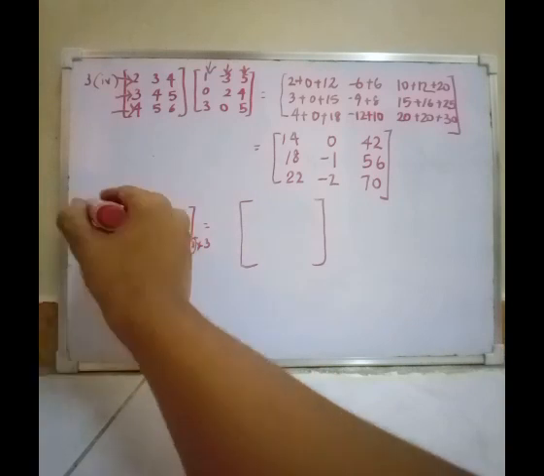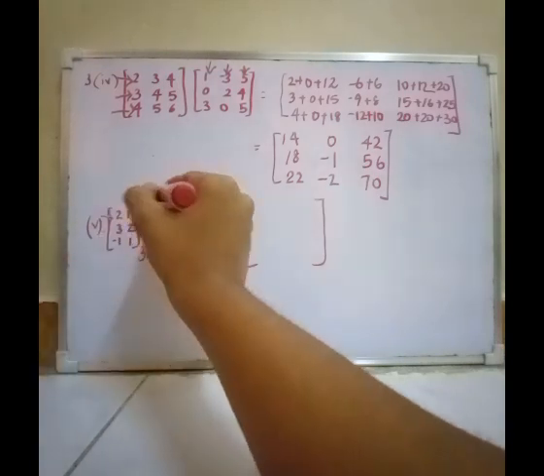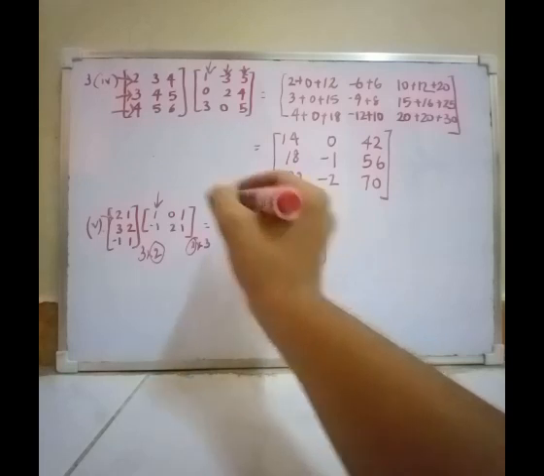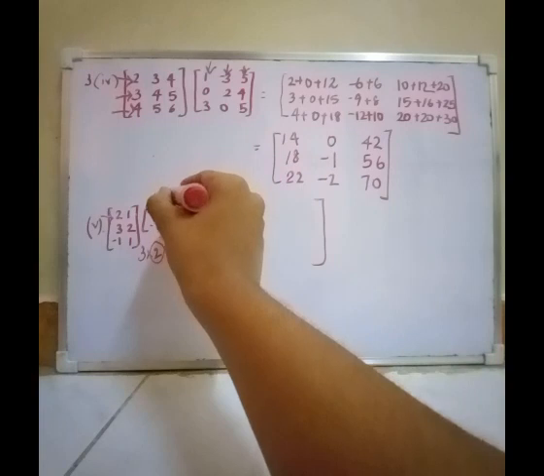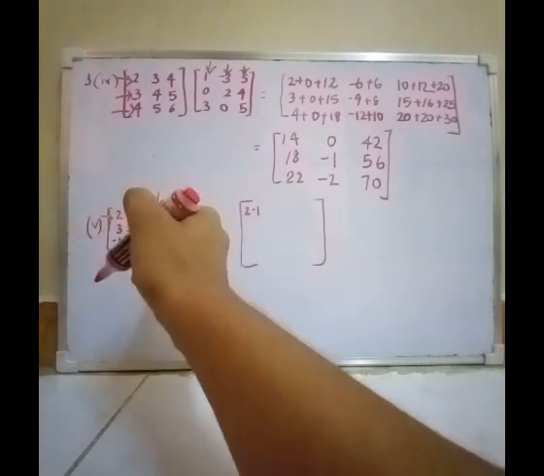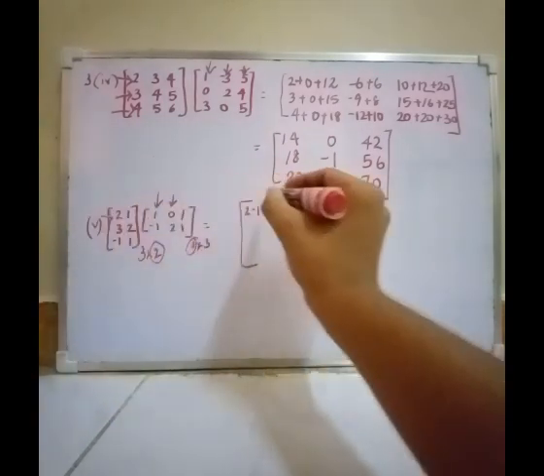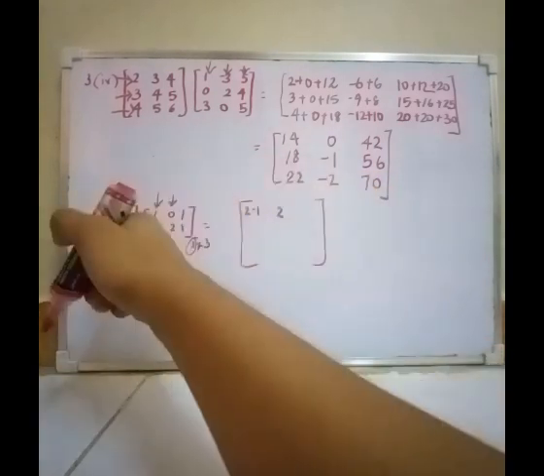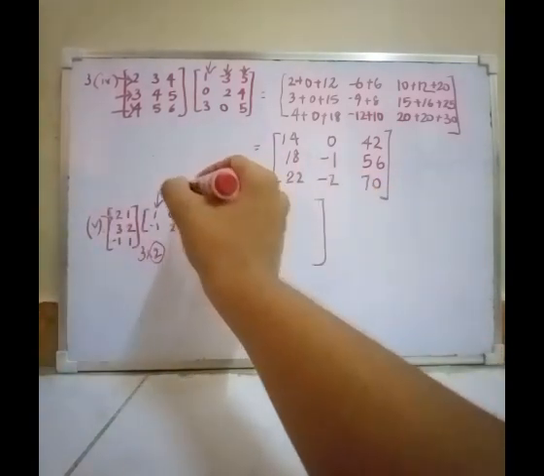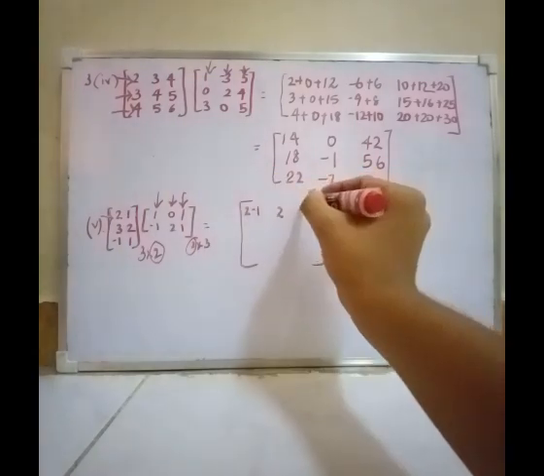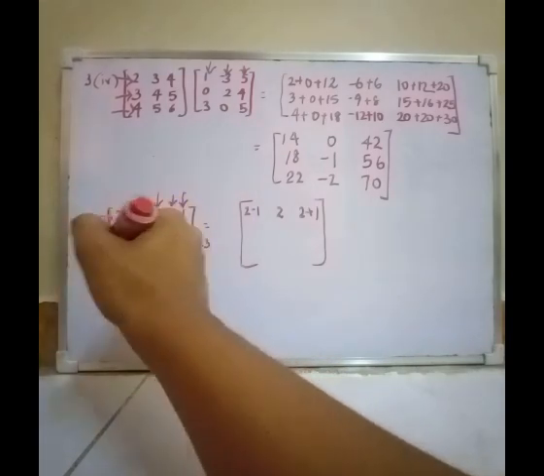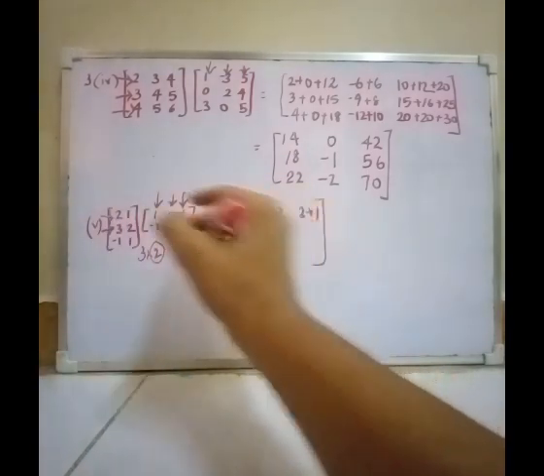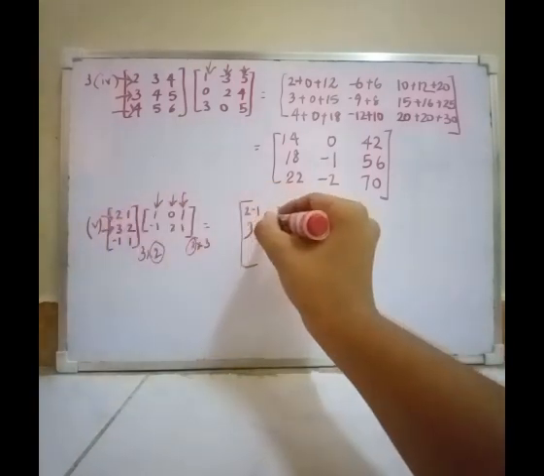So 2 times 1, this one with this one, 2 times 1, 2, then 1 times minus 1 would be minus 1. Now doing the first row with second column, 2 times 0 is 0, and 1 times 2 would be 2. Then first row with the third column, 2 times 1 would be 2, and 1 times 1 would be 1. Right?